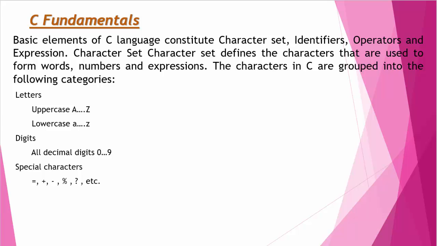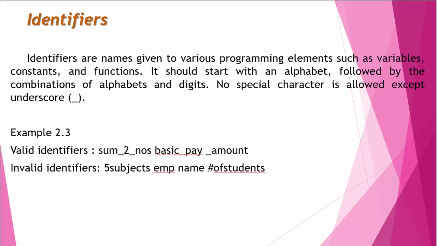What are identifiers? Like we have an identity card, identifiers are the names. These are the variables and the constants. We identify something by these names: we name something with an identifier, then we identify it by the same name we gave it. Identifiers are the names given to various programming elements such as variables, constants and functions.